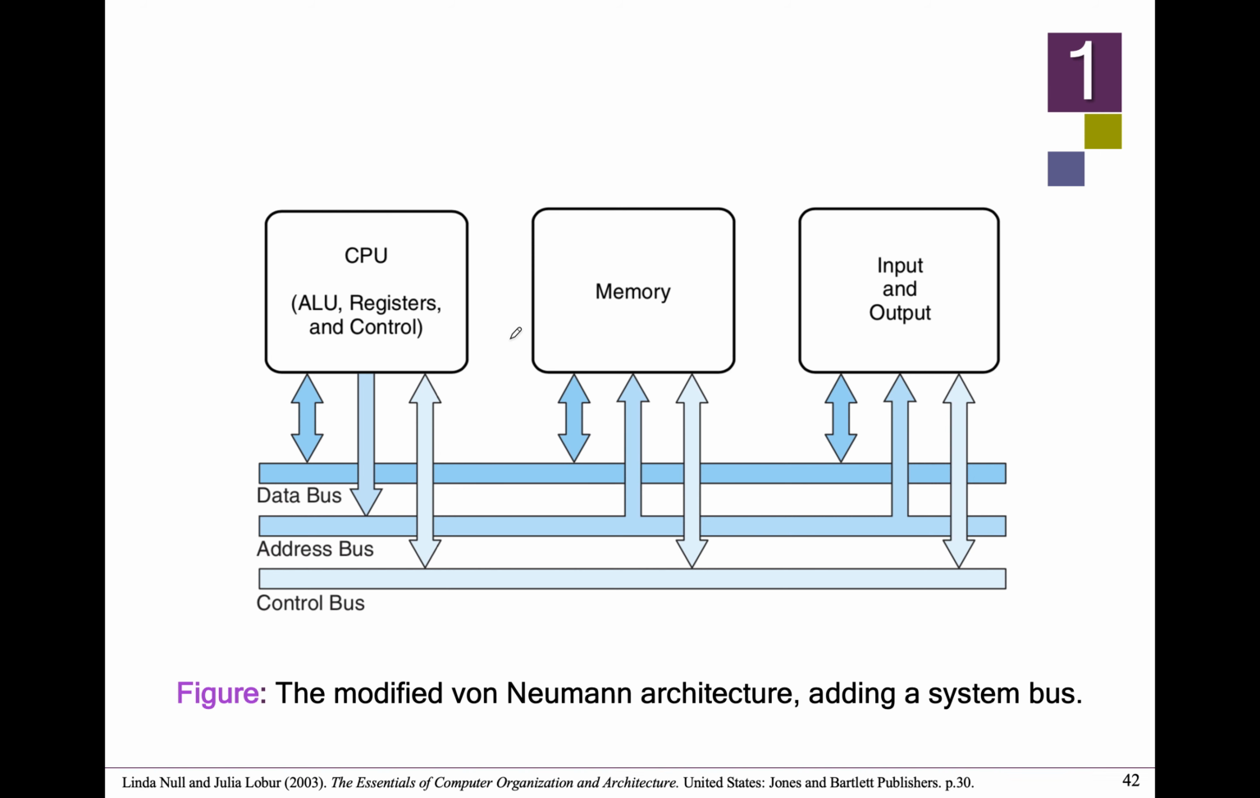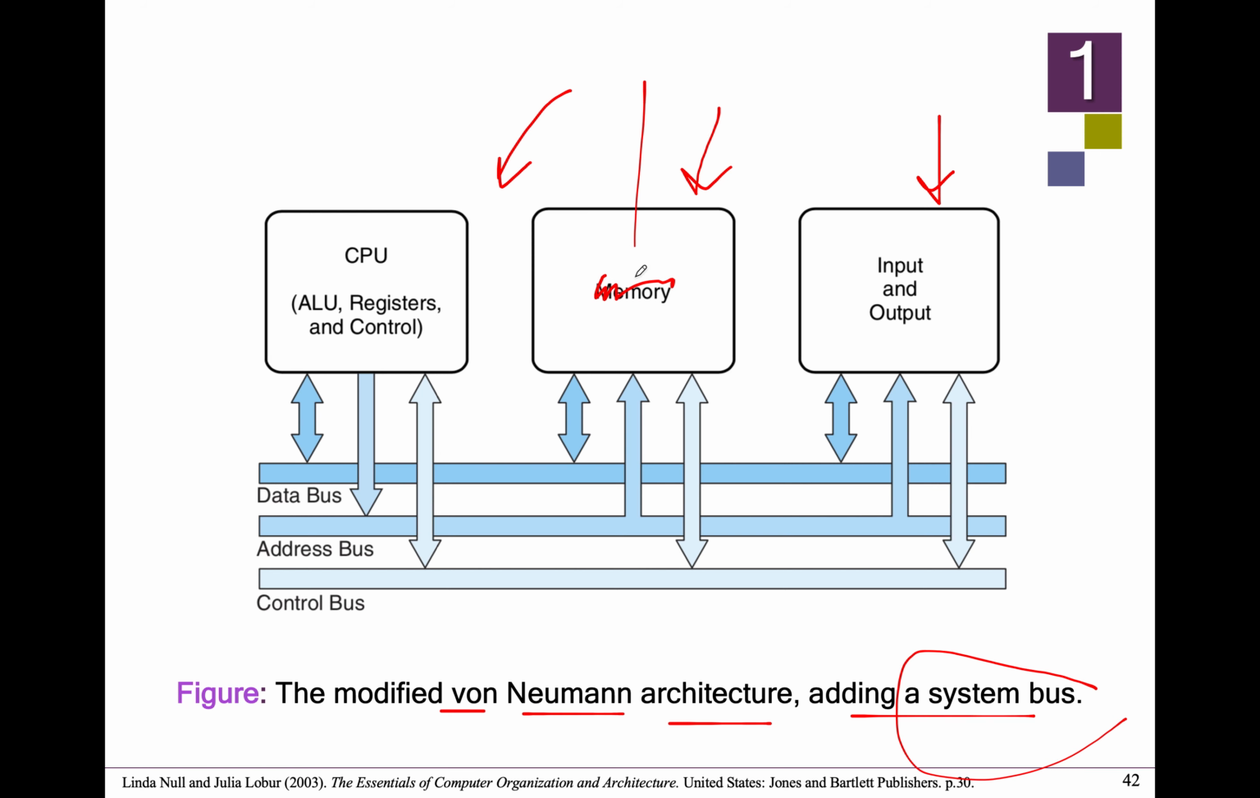Okay, now this is the modified version of von Neumann's architecture, after adding a system bus. There is no question, I guess, similar to previous years, that asks you to memorize all these things. Maybe they're going to give a picture, make parts empty, and you need to know what each part is. But more than that, you need to know how they are connected together.